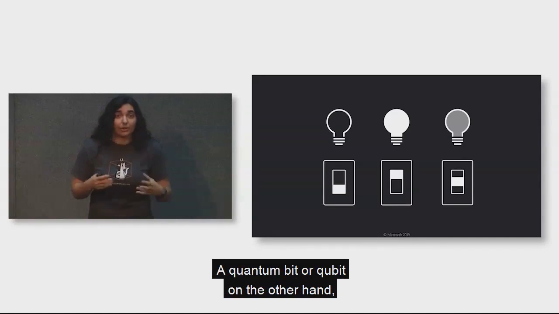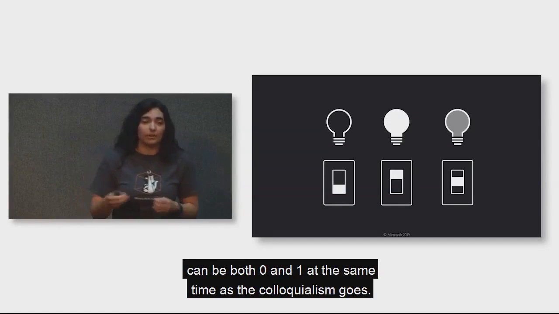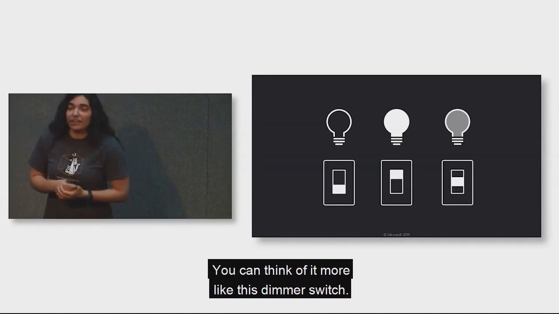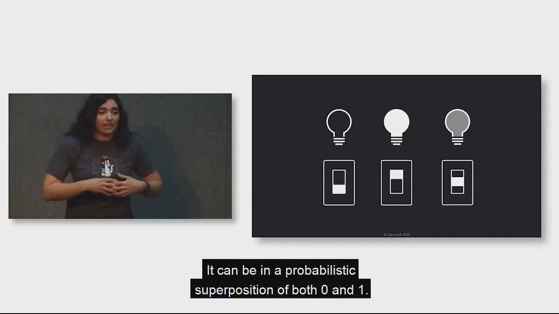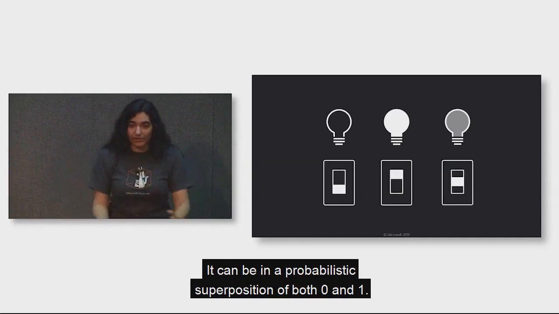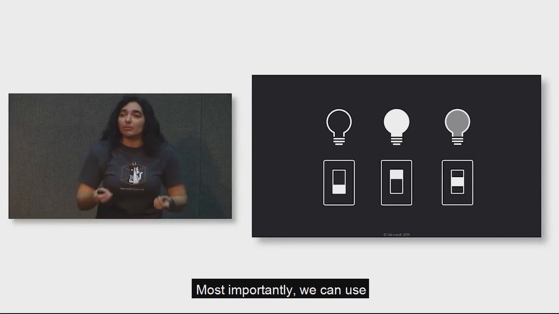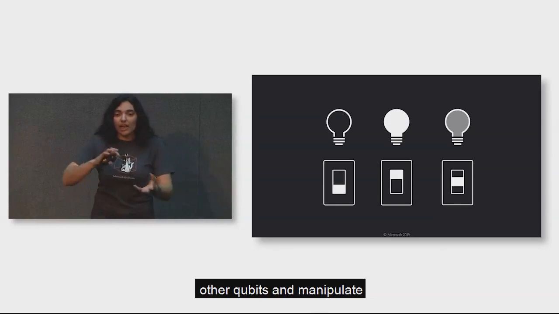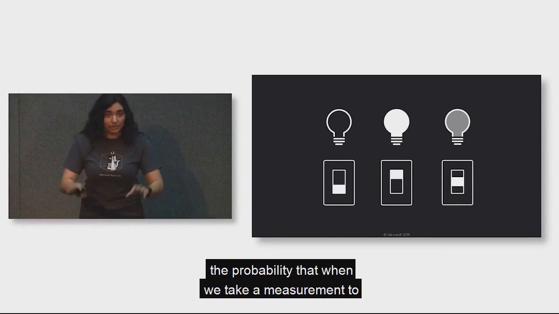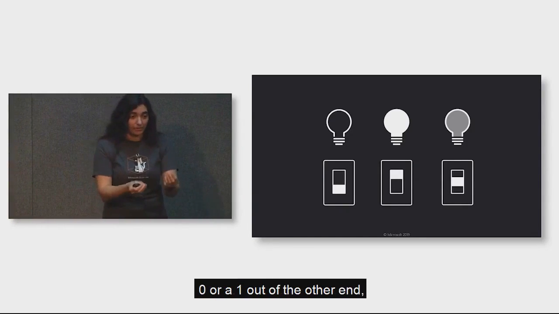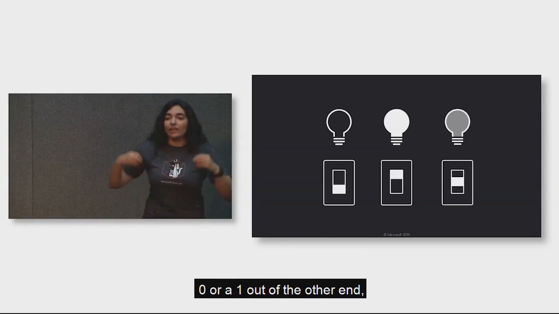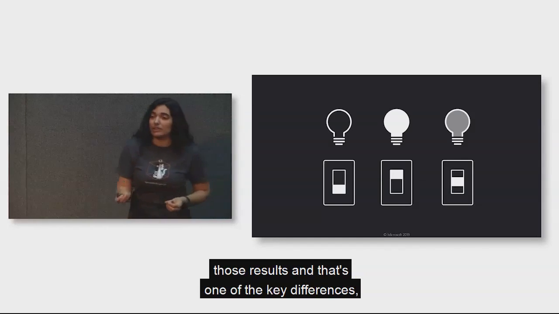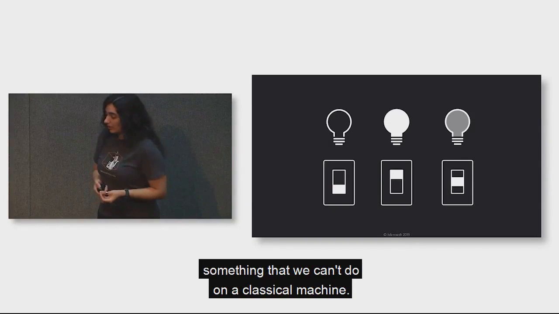A quantum bit, or qubit, on the other hand, can be both 0 and 1 at the same time, as the colloquialism goes. You can think of it more like this dimmer switch. It can be in a probabilistic superposition of both 0 and 1. Most importantly, we can use this qubit in superposition in combination with a bunch of other qubits and manipulate the probability that when we take a measurement to collapse the superposition and give us either a 0 or a 1 out at the other end, we can manipulate the probabilities that we actually see either of those results. And that's one of the key differences, something that we can't do on a classical machine.